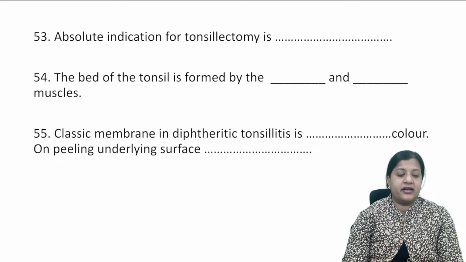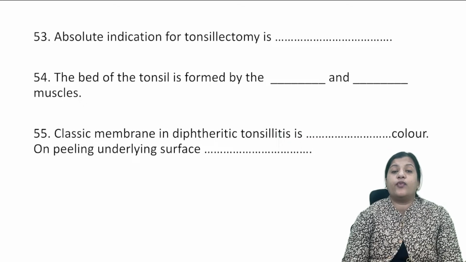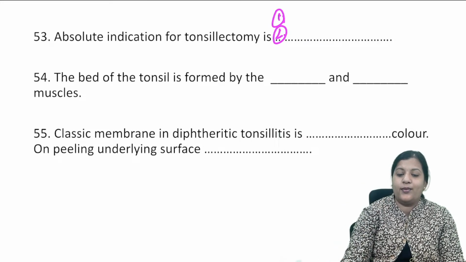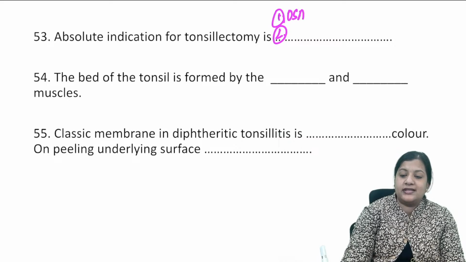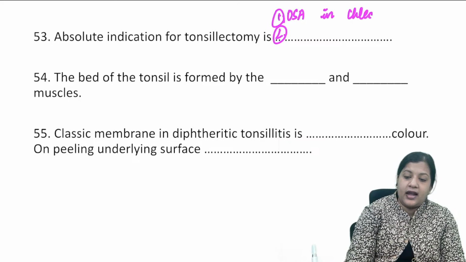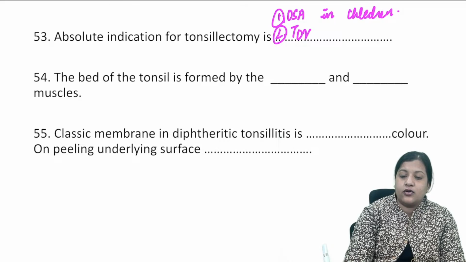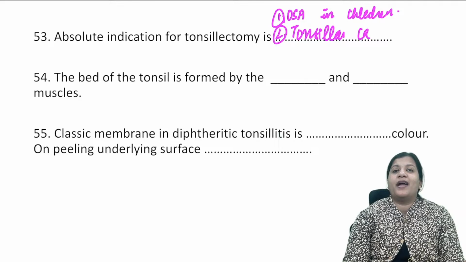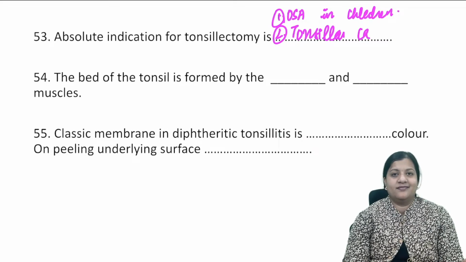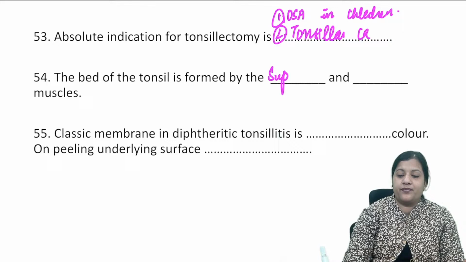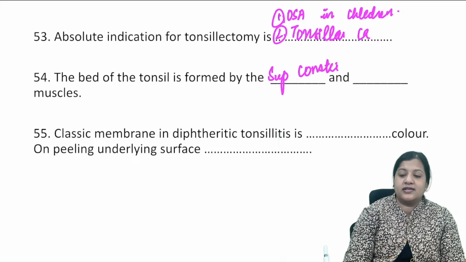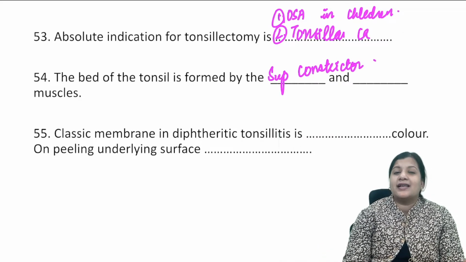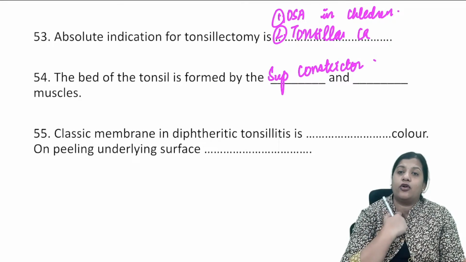Absolute indications for tonsillectomy. Which are the two absolute indications when you should definitely do a tonsillectomy? Number one, number two. Quick. Yes, OSA, not in adults but in children. And the second absolute indication is tonsillar cancer. Then the bed of the tonsil is formed by dash muscle. The main muscle is your superior constrictor muscle.